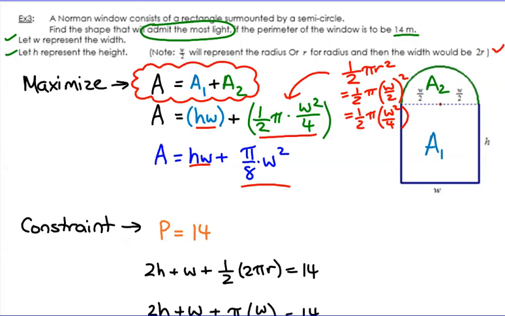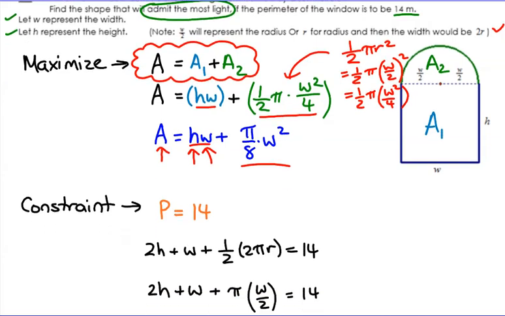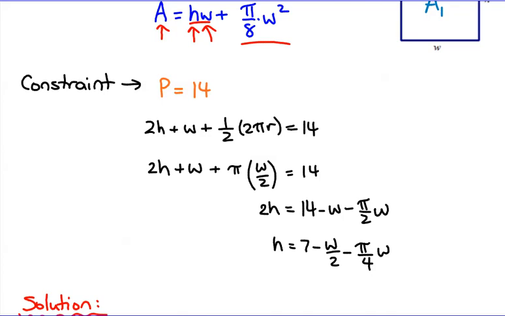Okay, so I'm supposed to maximize that equation, but there's too many letters in it. You have an A, you have a W, sorry, that's an H, and that's a W. All right, so 3 different letters you can't take the derivative of. It gets really complicated. That's why we have our constraint. So our constraint is going to allow us to write one of the letters in terms of another, get rid of it.